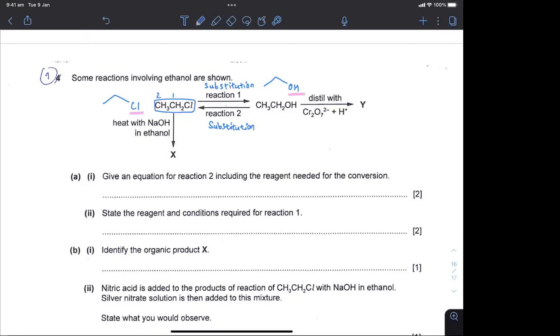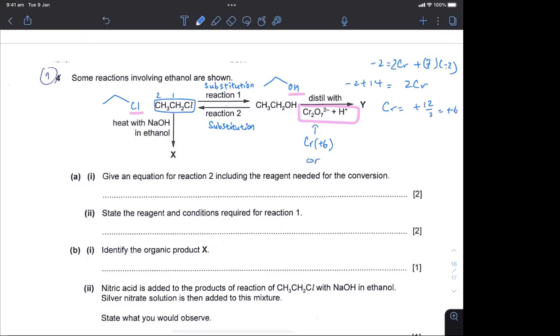Now this thing here, if you spot the dichromate, this is the Cr plus 6. You should be able to work out the oxidation number. So 2 chromium plus 7 times minus 2, giving you minus 2 charge, which is the overall oxidation number of the ion. Minus 2 plus 14 is 2 chromium. So chromium equals plus 12 over 2. That is your orange color dichromate. It will go to chromium plus 3, which is Cr3+, and this is green. That is because this is your oxidizing agent. So this is your oxidation of alcohol.